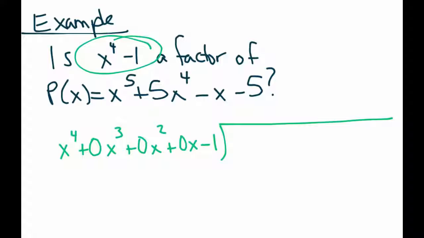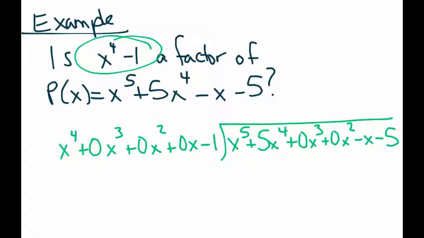The polynomial that goes under the division symbol, x to the 5th plus 5x to the 4th, has no x cubed, no x squared, but there is an x to the 1st and a constant. And you're going to start by figuring out how many times these 5 terms go into the first 5 terms here. If the remainder is 0, it is a factor. If the remainder is not 0, it is not a factor.